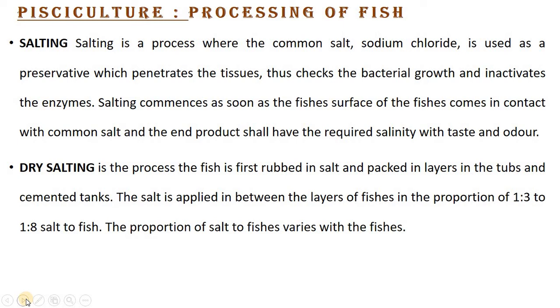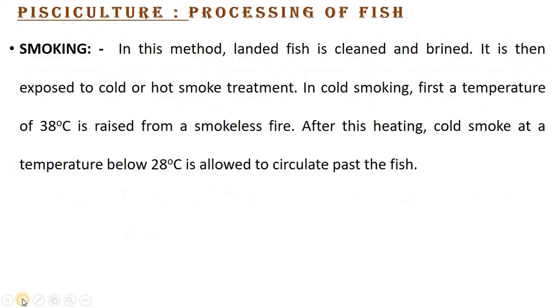And dry salting here. Dry salting is the process where fish is first rubbed in salt and packed in layers in cemented tanks. The salt is applied between the layers of fishes in a proportion of 1:3 to 1:8 salt to fish. The proportion of salt to fish varies with the variety of fishes. So this is the fifth technique of preservation of fish.